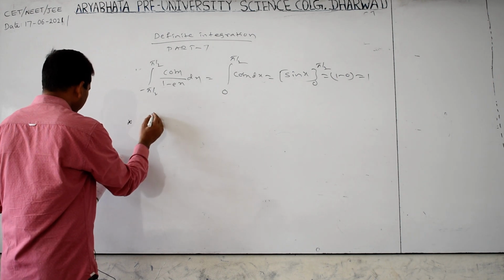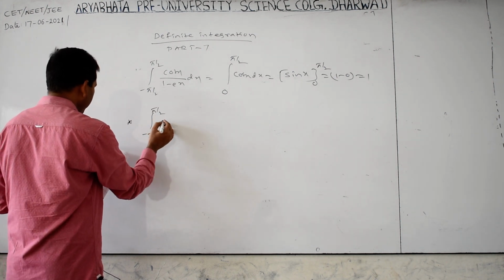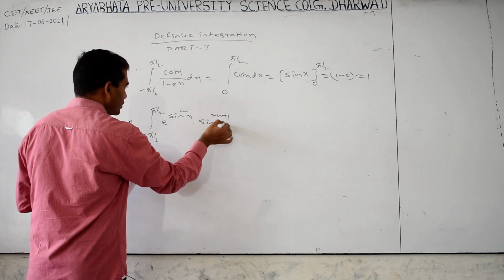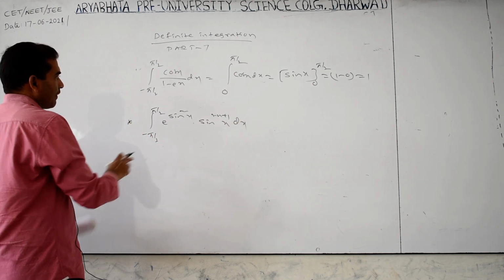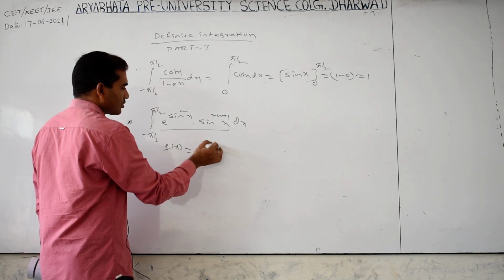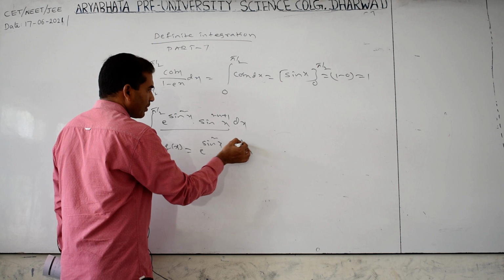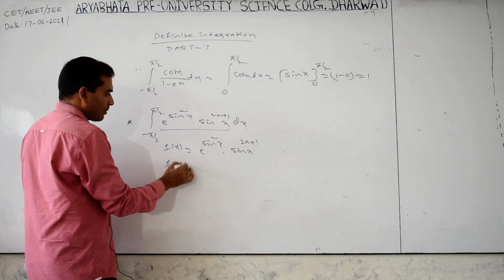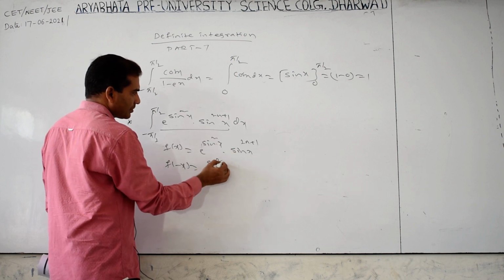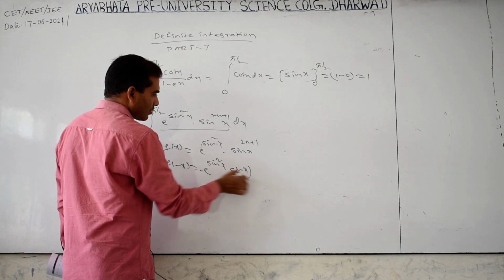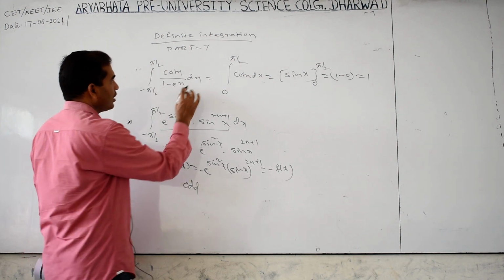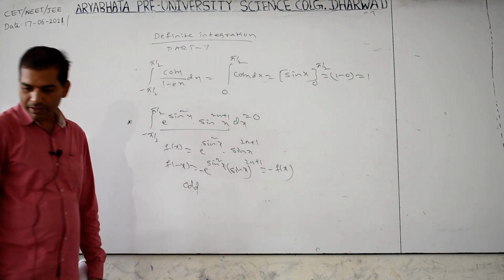integration from minus pi by 2 to plus pi by 2 of e power sin square x into sin power 2n plus 1 x dx. Check whether it is even or odd. This is f of x, e power sin square x into sin x whole power 2n plus 1. Put x equal to minus x here: e power sin of minus x square is plus sin square x, into minus of sin x whole power 2n plus 1, which is minus of f of x, which is odd, then the value becomes 0. This value becomes 0.